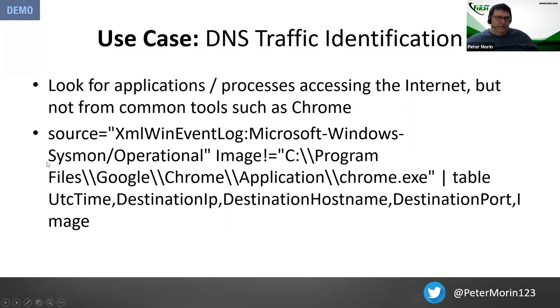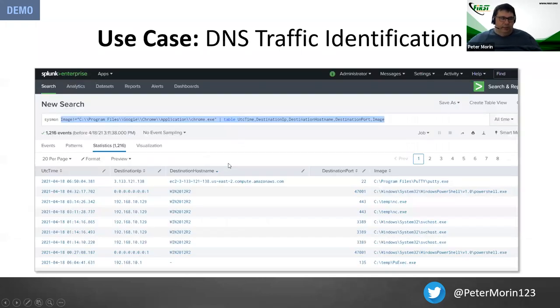So what this is going to do is basically show me all of my events that have network data that are not related to Chrome. So when you look at it in Splunk, you can see here I have a whole bunch of destination IPs, destination hostnames, and ports, right? And I have all the images, and none of these images are Chrome.